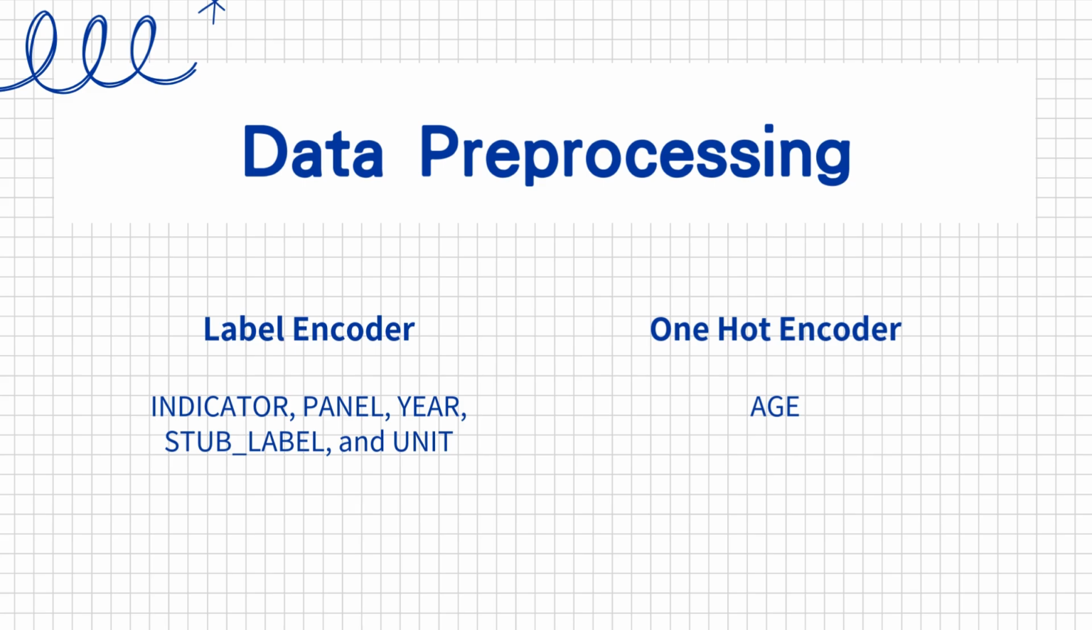And label encoding was used for variables such as indicator, panel, year, STUB label, and unit. The primary reason for choosing label encoding was its simplicity and efficiency for variables with an ordinal or nominal nature, where no additional binary columns were necessary. And one-hot encoding was used for age. One-hot encoding captures categories distinctly without introducing any unintended numeric order.